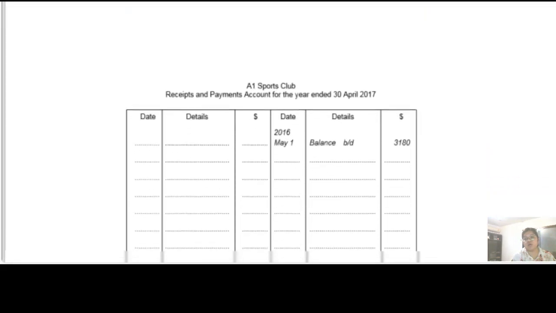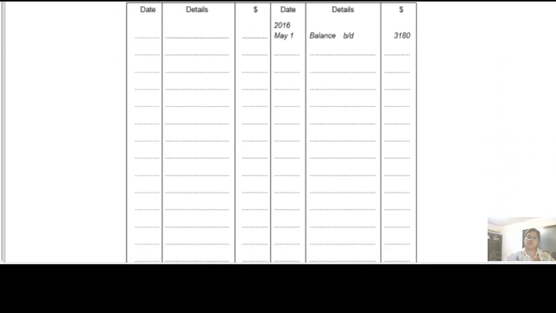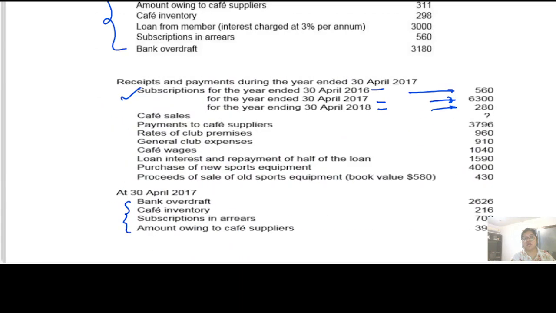In the question the opening balance is given to you, the balance brought down, which is 3180. Now from the question, if you take the receipt side first, first of all we have subscription. So now the question arises, which subscription are we going to take?